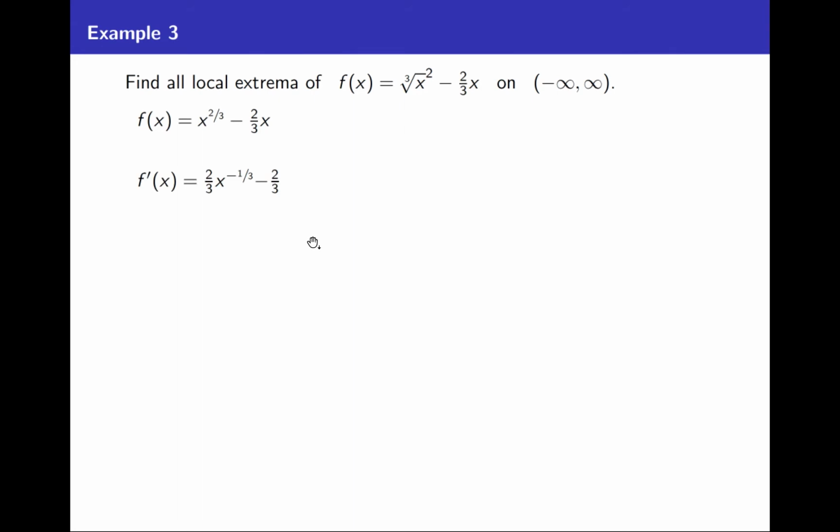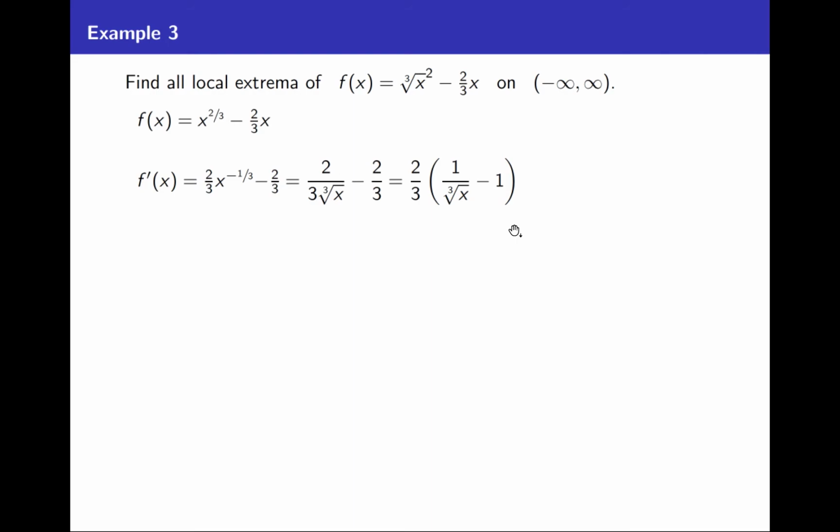F prime of x is, by the power rule, 2/3 x to the power of negative 1/3 minus 2/3. And let's simplify that. That power of negative 1/3 comes to the bottom as x to the 1/3, which is cube root of x. So we get 2 over 3 cube root of x minus 2/3, and it looks like we could factor out a 2/3 from that. So there's our derivative, 2/3 times 1 over cube root of x minus 1.